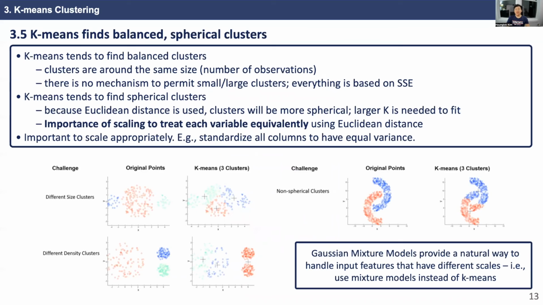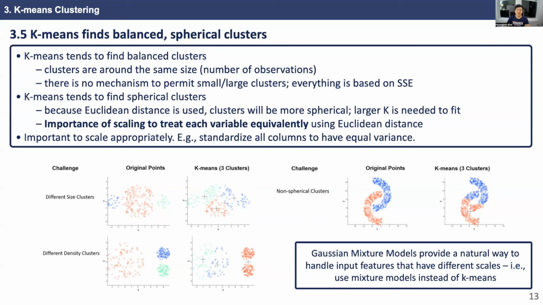K-means clustering can be a very useful tool for data analysis in an unsupervised setting. However, there are a number of issues that arise in performing k-means clustering. These are some issues. First, k-means tends to find balanced clusters. Thus, clusters are around the same size, and there is no mechanism to permit small or large clusters. Everything is based on SSE.